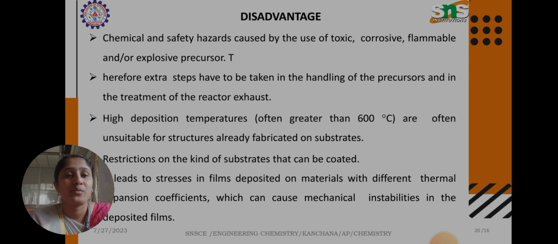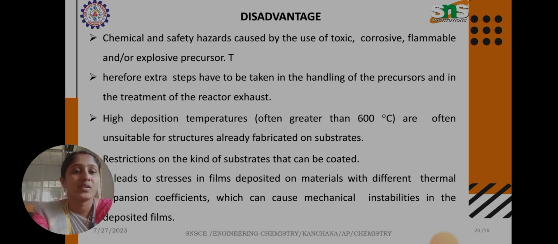Disadvantages of chemical vapor deposition. Chemical and safety hazards caused by use of toxic, corrosive, flammable and or explosive precursors. Extra steps have to be taken in the handling of the precursors and in the treatment of the reactor exhaust. High deposition temperatures of often greater than 600 degrees Celsius are often unsuitable for structures already fabricated on substrates. Restriction on the kind of substrate that can be coated.